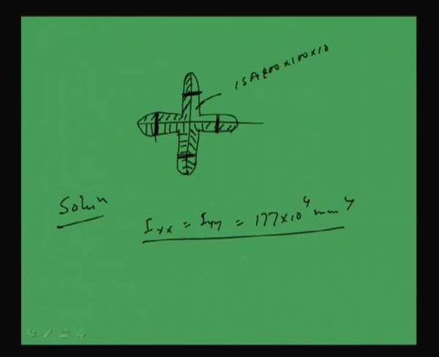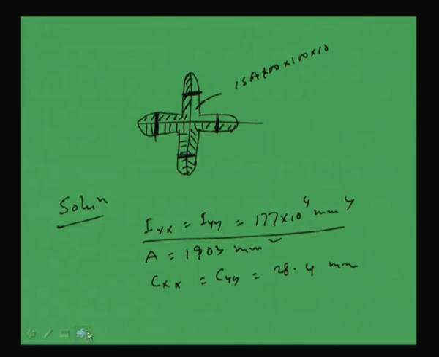Okay. So for finding the solution, we see that from the steel table we can find Ixx equal to Iyy equal to 10⁴ millimeter to the 4. From the steel table for ISA 100/100/10, the values given are Ixx equal to Iyy, and A equal to 1903 millimeter square, Cxx equal to Cyy equal to 28.4 millimeter. These are the things which have been given.